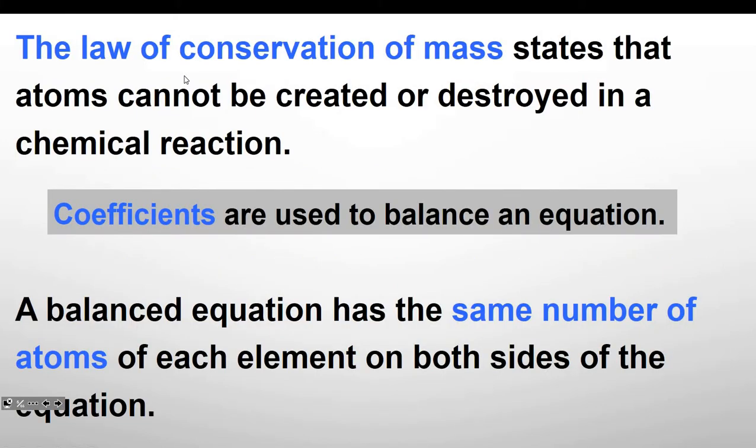Okay, with chemical reactions, we actually work with what's called the law of conservation of mass. I can't create or destroy matter. I can rearrange it, but I can't create or destroy it. So coefficients, those big numbers in front of those things, are used to balance the equation, or to conserve matter. A balanced equation has the same number of atoms of each kind of element on both sides.